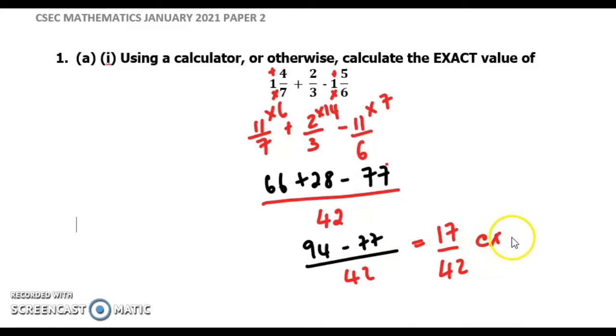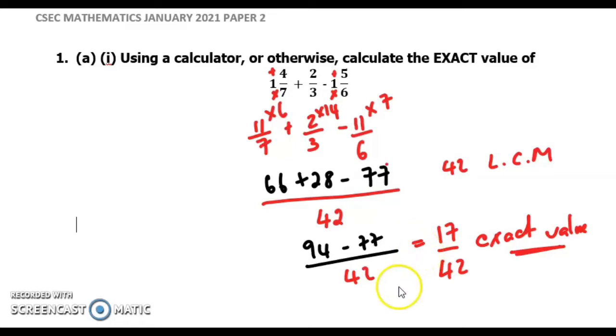So this is our exact value, and 42 is our LCM. So this would be the answer to your question. So you can just go ahead and revise your fractions. You should know by now that you're always going to get a fractions question first on your paper 2. So you should ensure that you're competent and confident in that area.